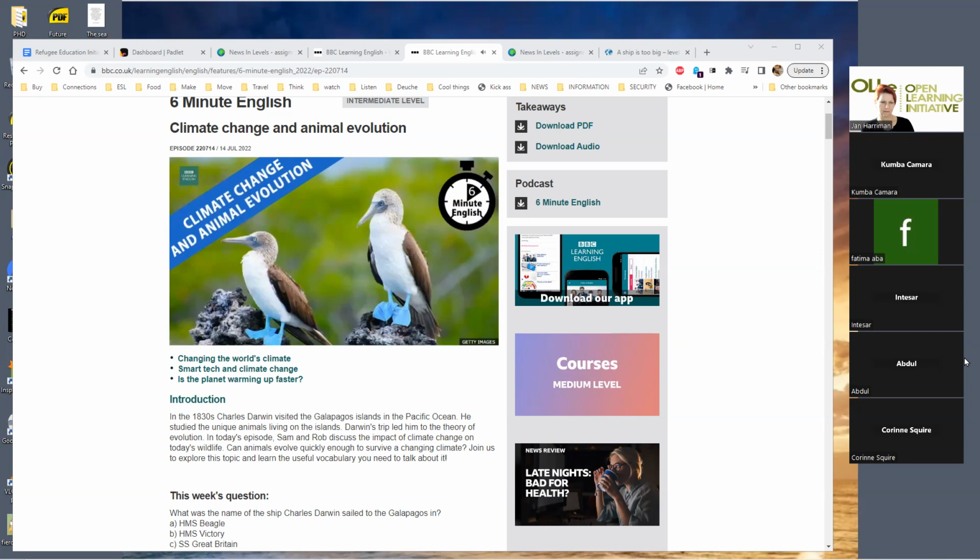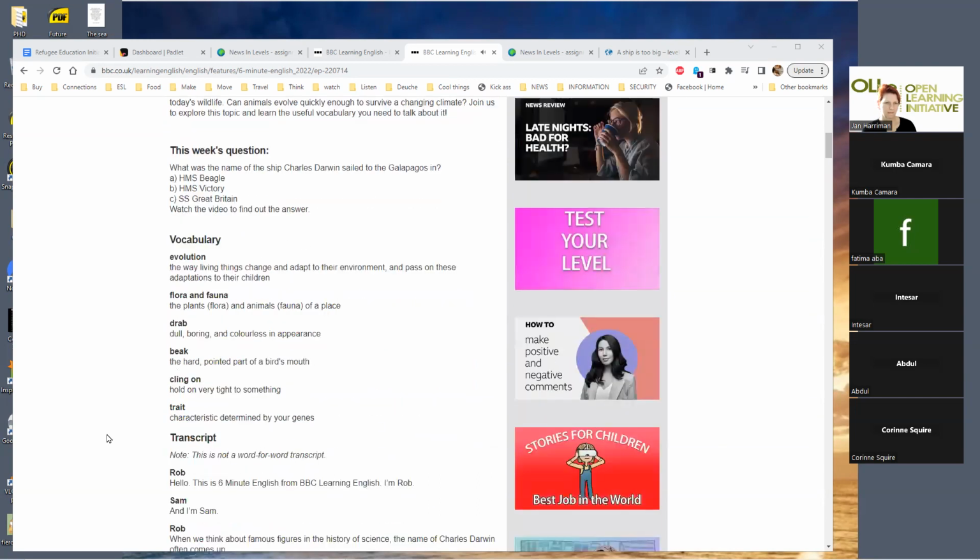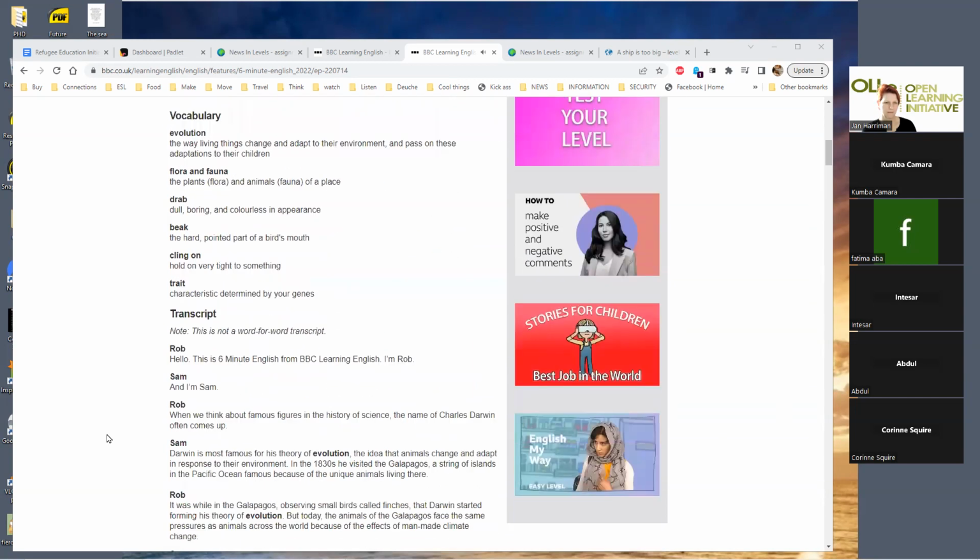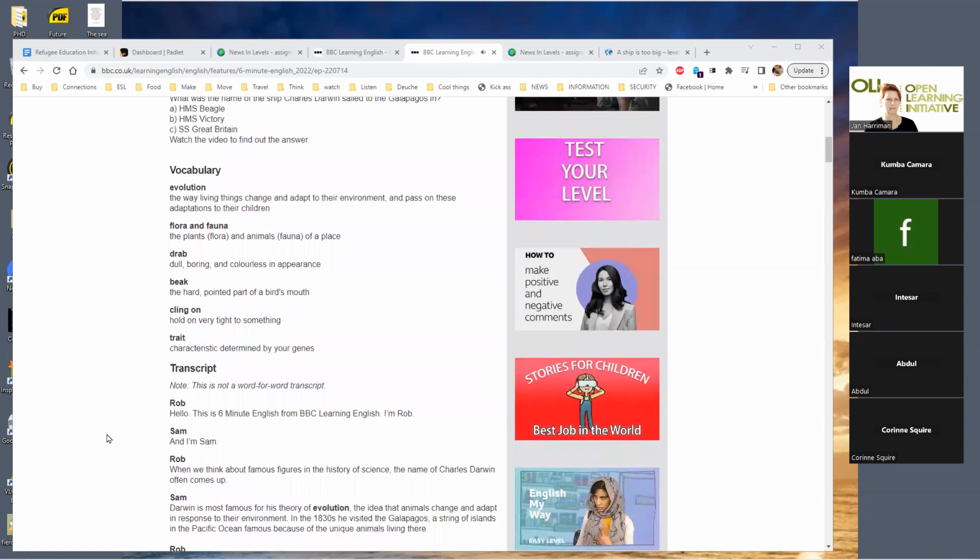Okay, let's recap the vocabulary from this programme about evolution, the way living things adapt to their environment and pass these adaptations on to their children. Flora and fauna is another way of saying the plants and animals of a place. Drab means dull and colourless in appearance. A bird's beak is the hard, pointed part of its mouth. To cling on means to hold on very tightly. And finally, a trait is a genetically determined characteristic.